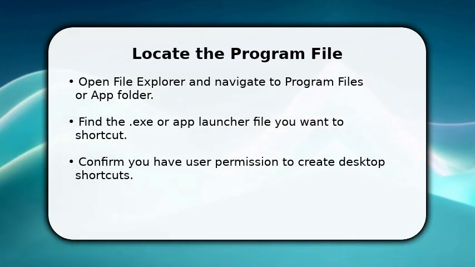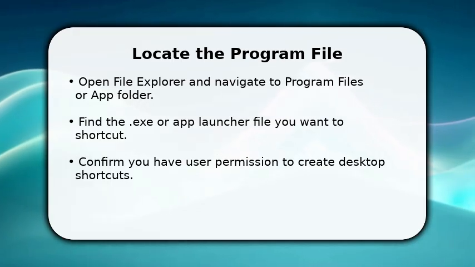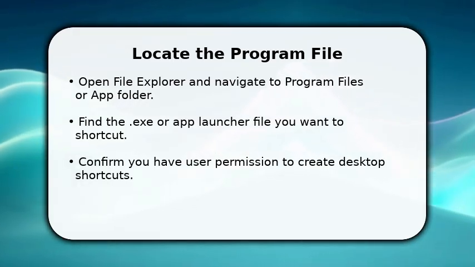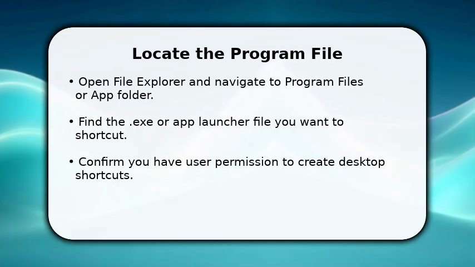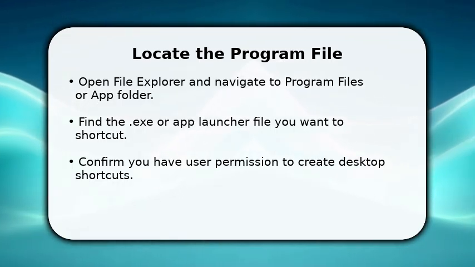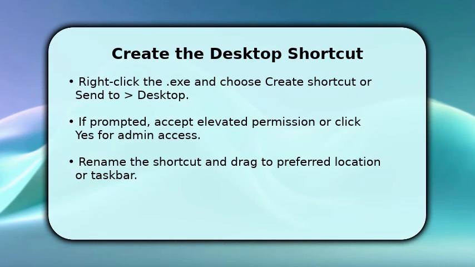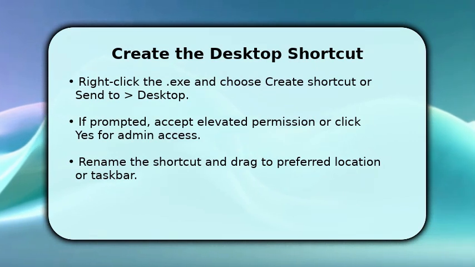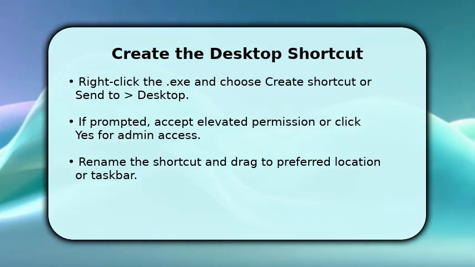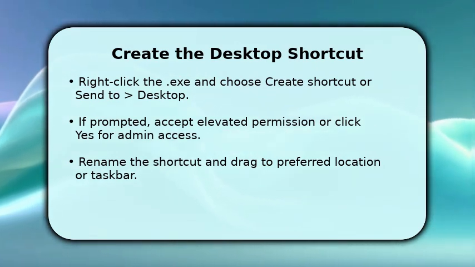From here, you're ready for the single reliable method, creating a desktop shortcut directly from the executable so the OS points to the correct file every time. You now create the shortcut using the only dependable approach. Right-click the executable and pick Create Shortcut or Send to Desktop.